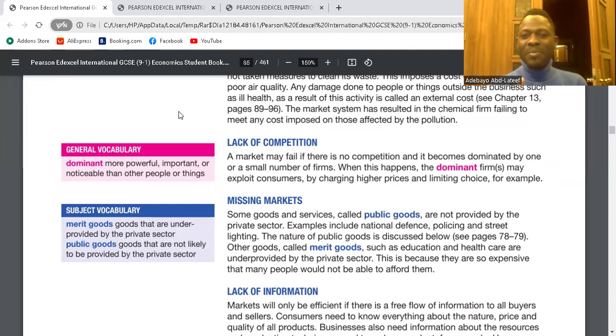Lack of competition. A market may fail if there's no competition and it becomes dominated by one or a small number of firms. When this happens, the dominant firms may exploit consumers by charging higher prices and limiting choices, for example. Now, that is not collusion. This is dominance. Without competition in the market, it means there are few firms. This could be an example of oligopoly. So, not monopoly, oligopoly. If few large firms dominate the industry, it means they have market power. They can influence decisions. This puts customers into vulnerability. Customers are vulnerable to them.